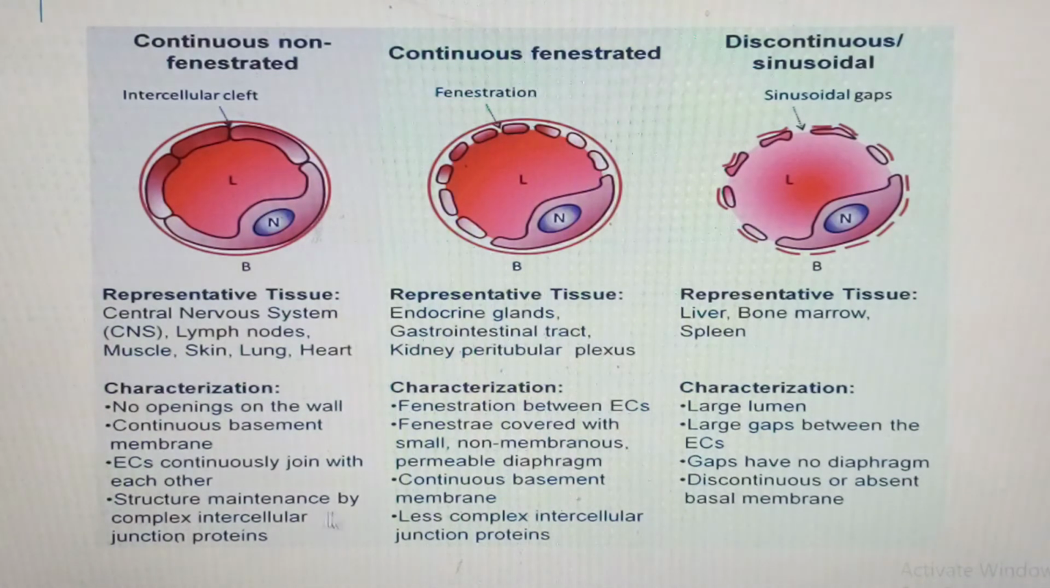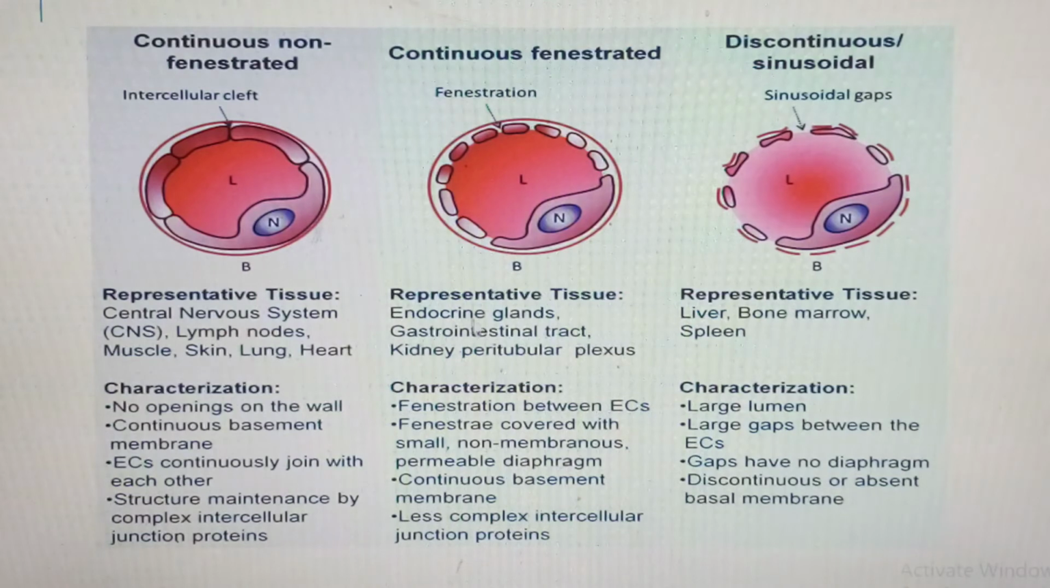So this one maintains a complex intercellular junction by way of some kind of proteins. So this is what we call the continuous, or non-fenestrated, capillary. Just like what we've seen in the case of the nervous tissue, the CNS, brain, the lymph nodes, in the muscle, in the skin, in the lungs, and of course in the heart, we are going to see these kinds of continuous non-fenestrated capillaries.